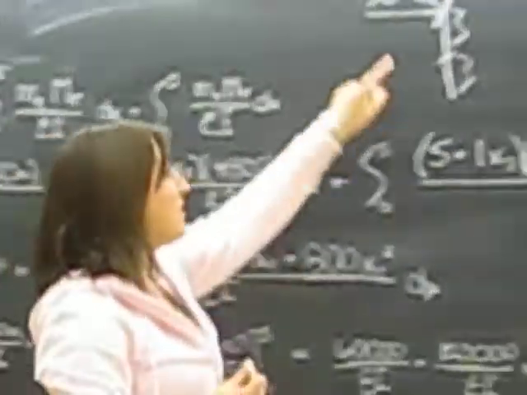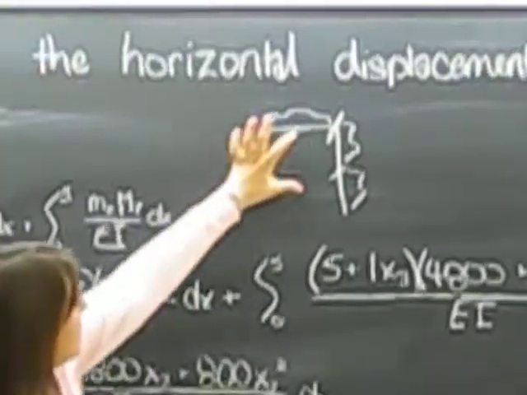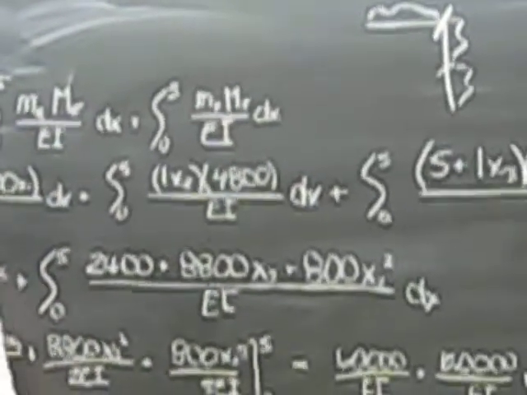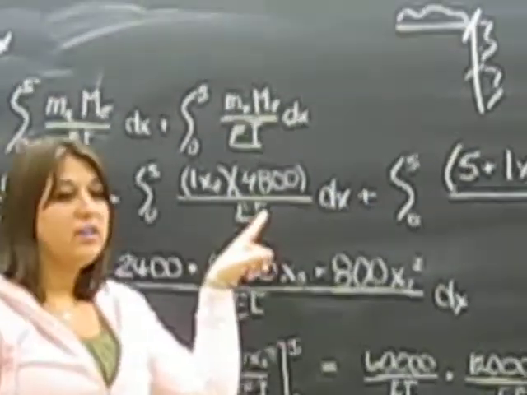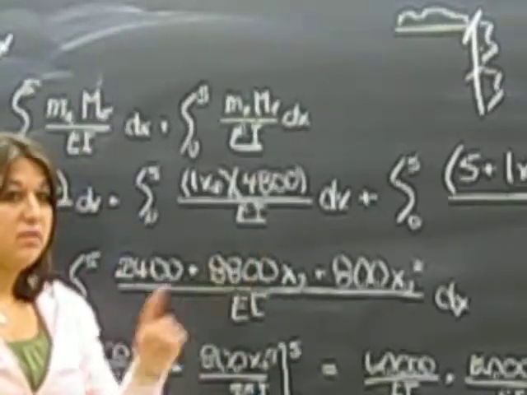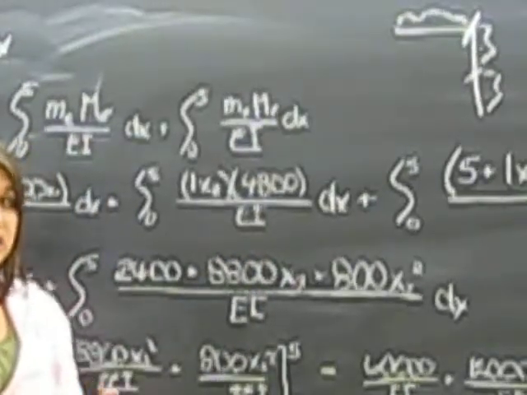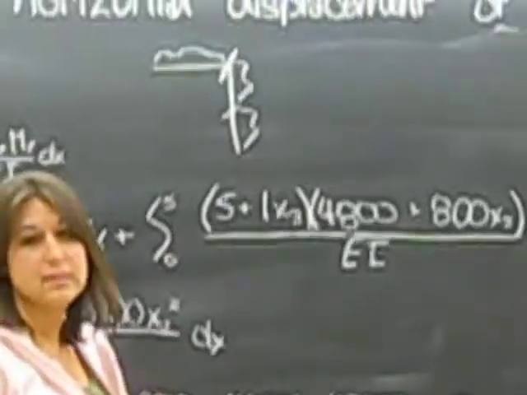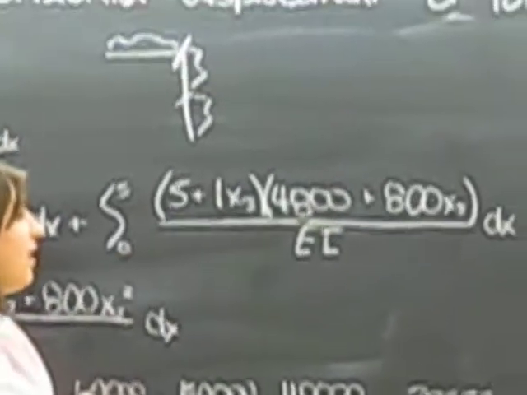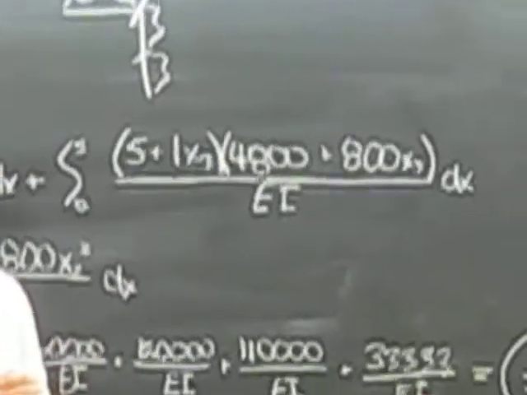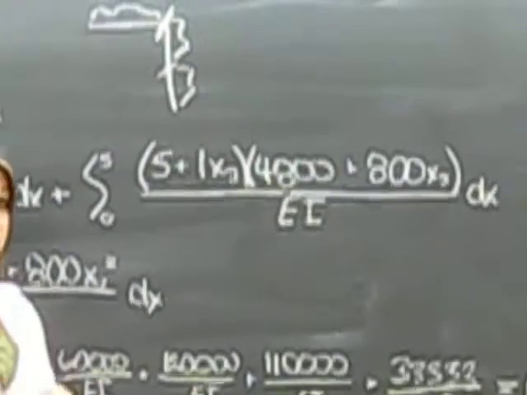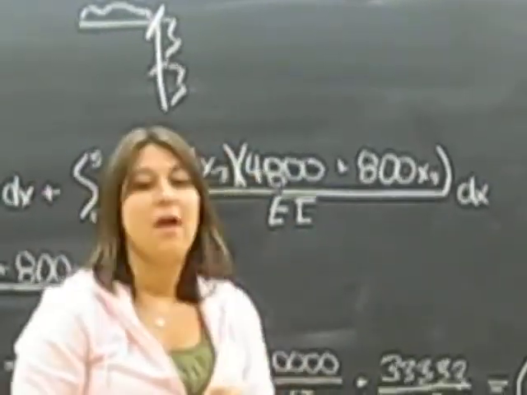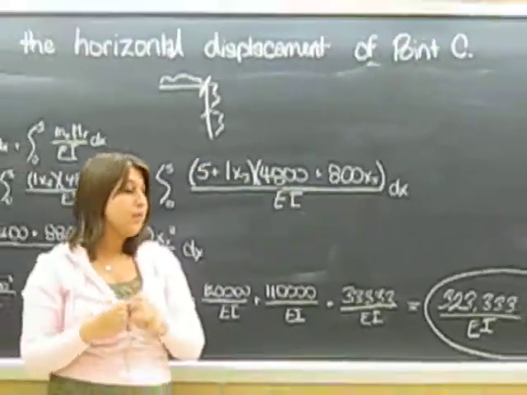The 0 to 5 is going to be for this piece right here. And 1x2 is what Chris found to be for the internal loading. 4800 is what Adriana found for the real internal moment over the EI. And then the 0 to 5 for the last piece. And this is, Chris found 5 plus 1x3 for the internal moment for the virtual frame. Adriana, of course, found 4800 plus 800x3 for the internal moment for the real frame.